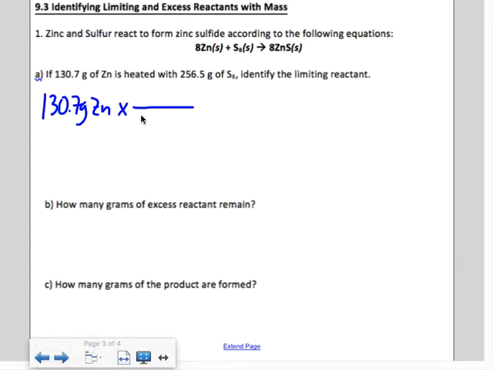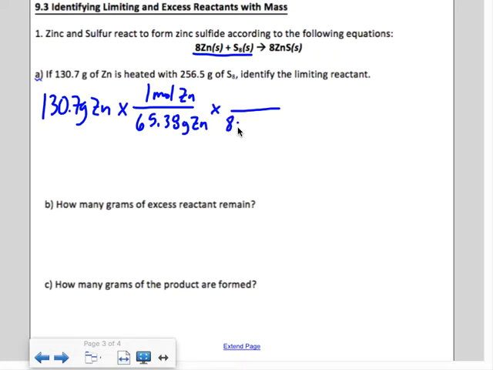Right? So I'm going to round. 65.38 grams of zinc is equivalent to 1 mole of zinc. So now I'm in moles of zinc, and I can go from moles of zinc to moles of sulfur. When I look at the equation, the ratio is going to be 8 moles of zinc to 1 mole of sulfur. So I'm in moles of zinc.